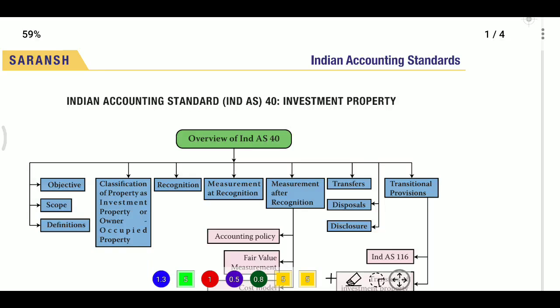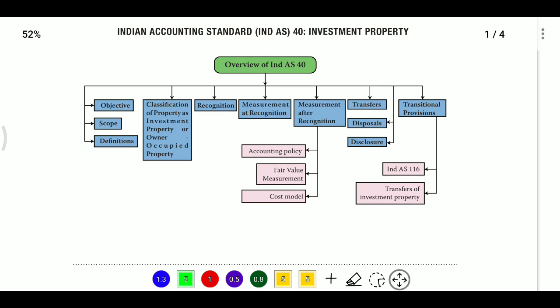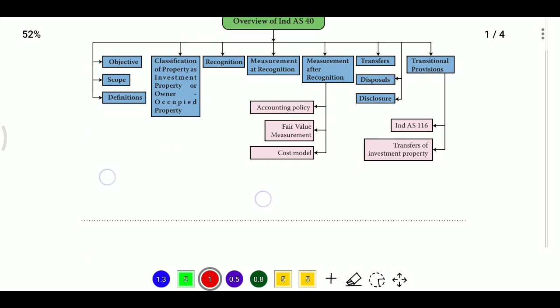Hello everybody. In this video we are going to discuss Ind AS 40, that is investment properties. What is meant by investment property, how we can recognize, how we can measure, and how we can account for the investment property. Now firstly, what does investment property mean?